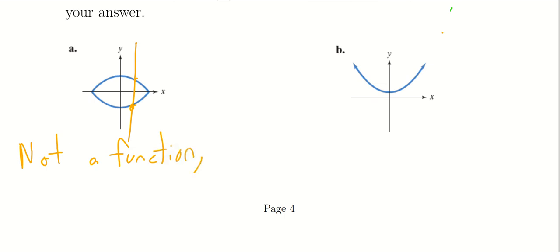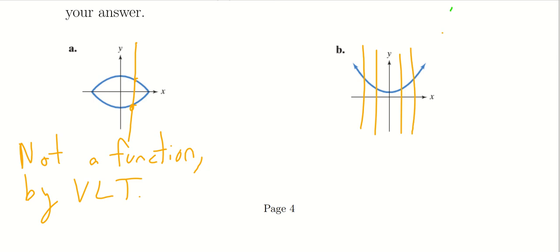Not only do we say that it's not a function, but we also want to give our reasoning. So make sure you quote the vertical line test. So it's not a function, and our reasoning is by the vertical line test, which you can abbreviate VLT. If we look at the graph in part B, we see that no matter what type of vertical line we draw, it will only ever intersect the graph in at most one point. And so the graph in B is a function. And again, our reasoning is by the vertical line test.